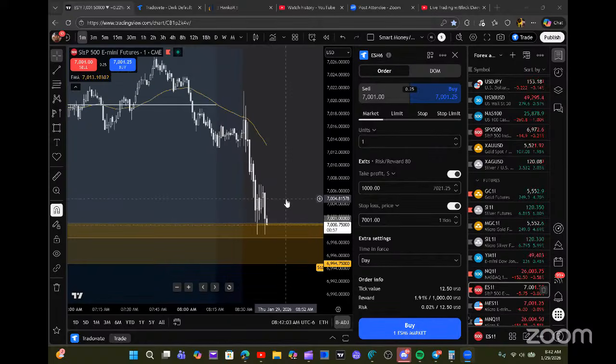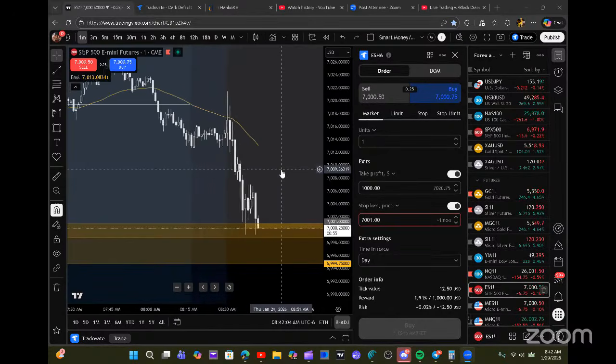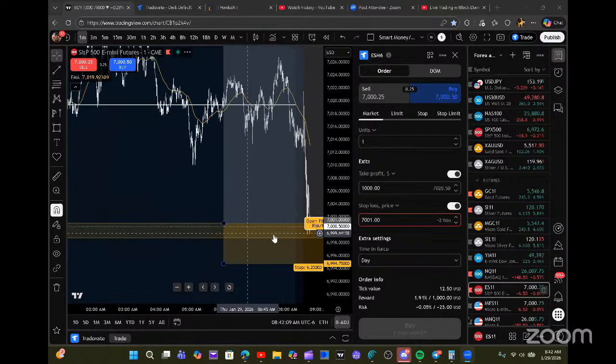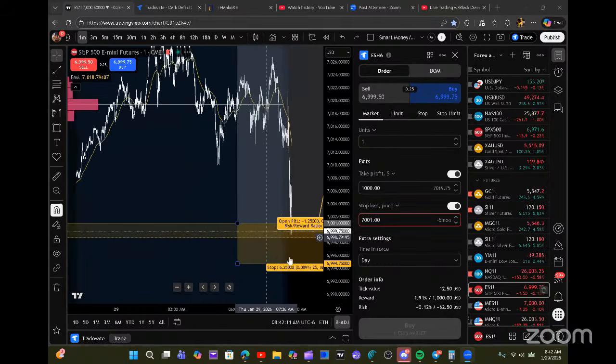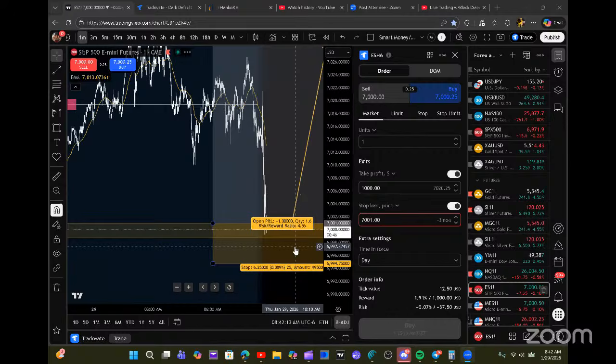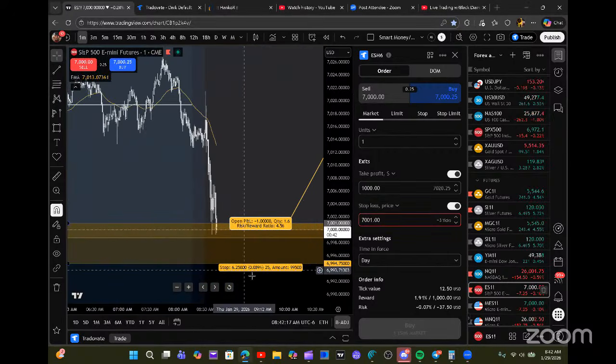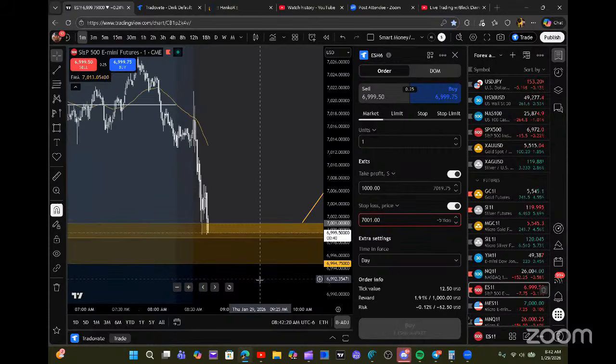Right there, I won't see it because it's still pushing down. It could push down. This is my entry area. It still could push down a little bit further, so that's why I'm glad I didn't get in yet. That's what I'll be waiting on when I'm on that small time frame.